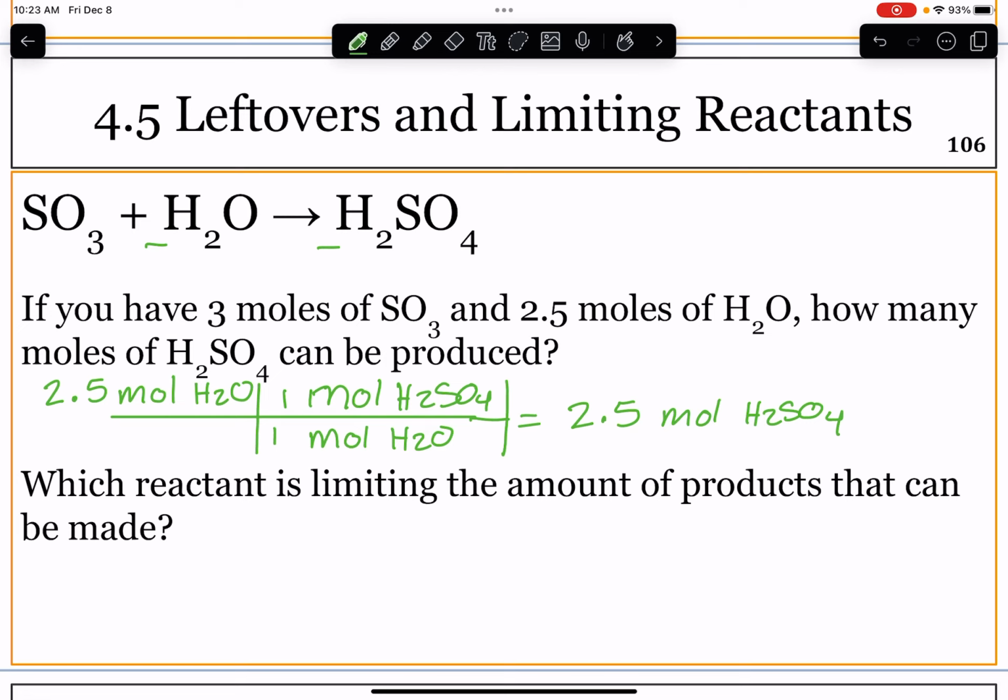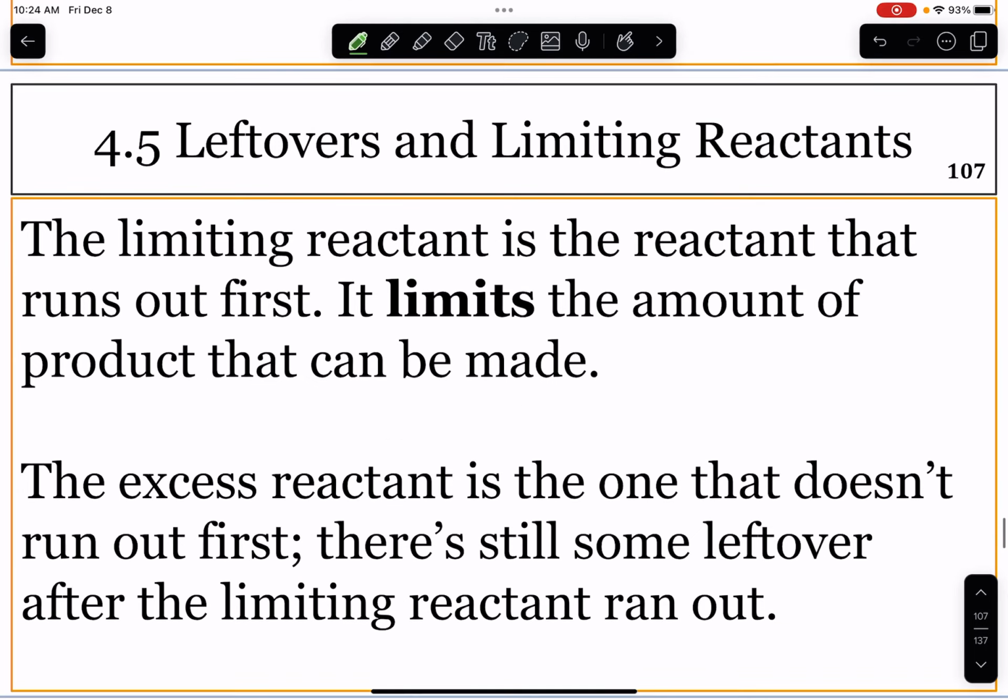The second part says which reactant is limiting the amount of product that can be made. Well, that is H2O. When it's talking about which reactant, that is a compound, that's not a number. So water is one of the two reactants, and water is the one that is limiting the amount of product that can be made. So here's the definition.